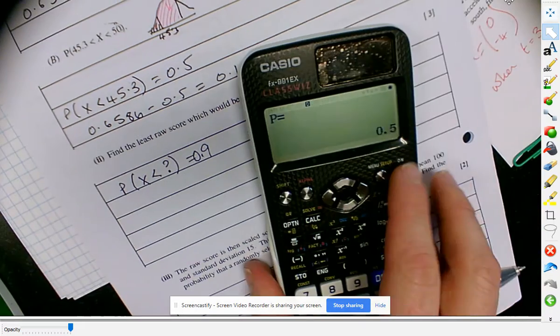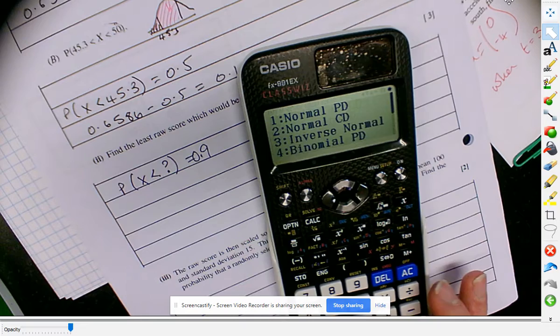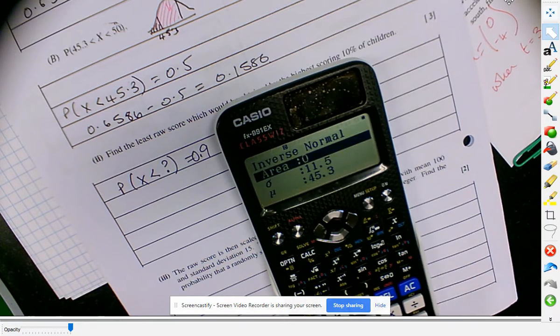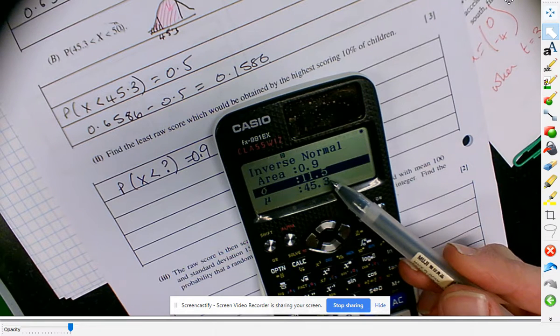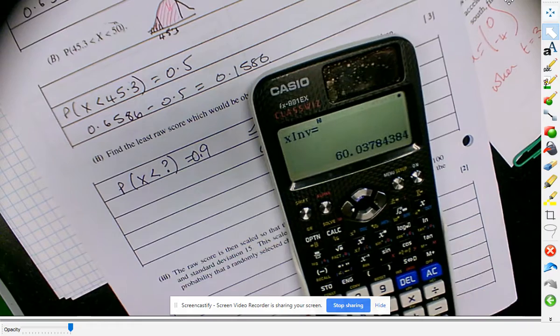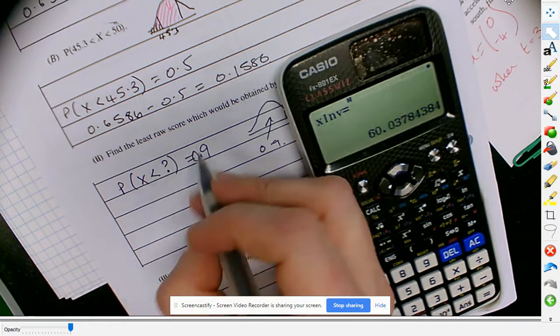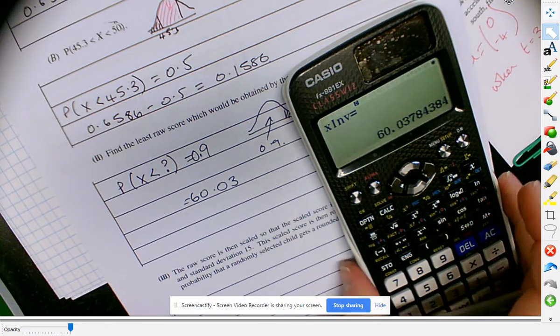So if we go back to the calculator and do inverse normal, the area is going to be 0.9. My sigma is still 11.5. My mu is still 45.3. And that gives me a mark of 60.03. All right.